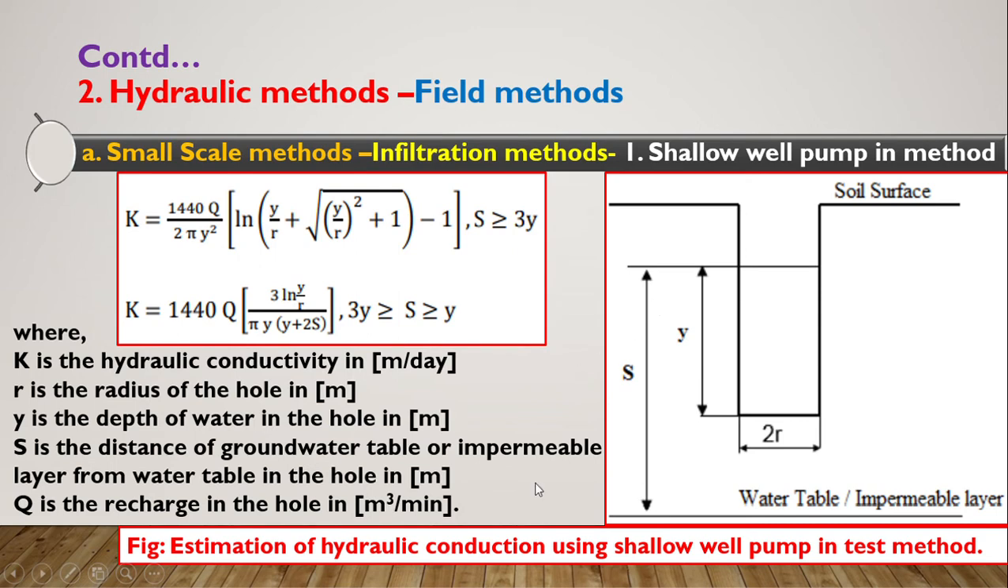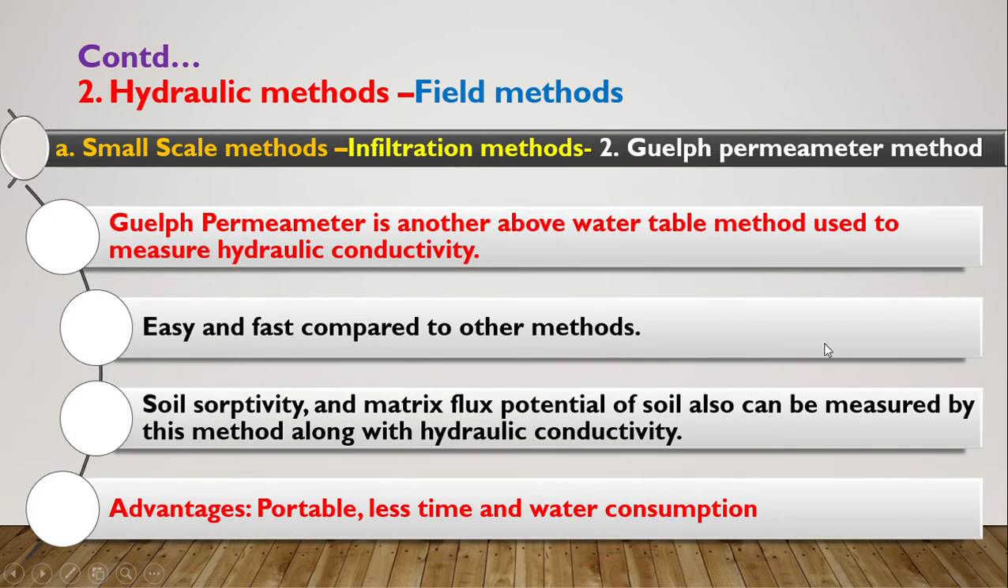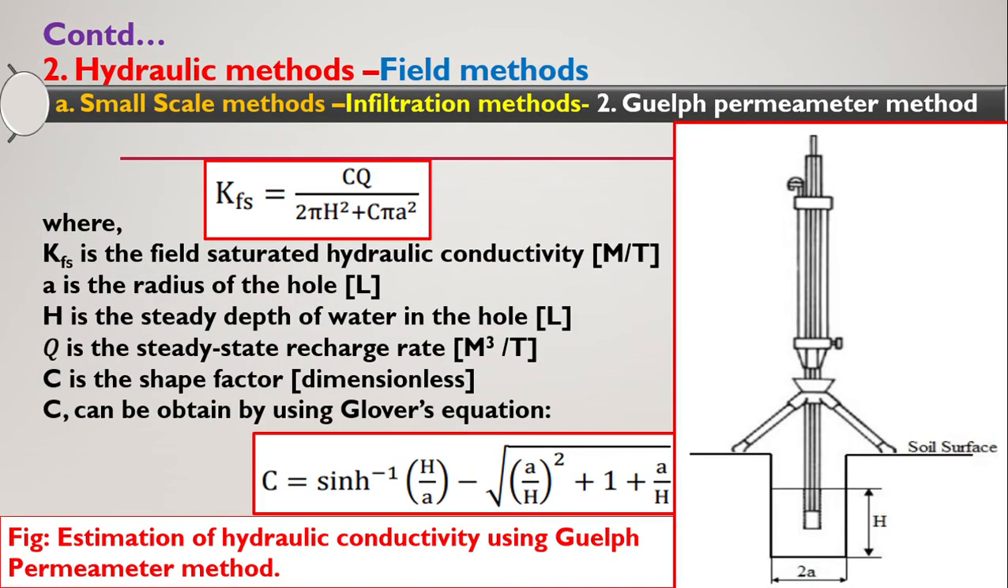And now we will move on to the second method. The second method is the Guelph permeameter method. It is similar to the shallow well pumping method. It is also a steady state method. It is also an infiltration method. So we will see the procedure for that.